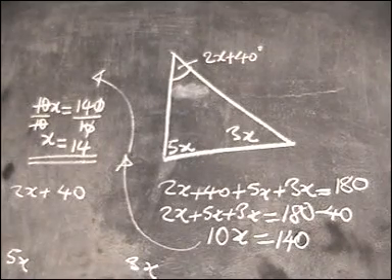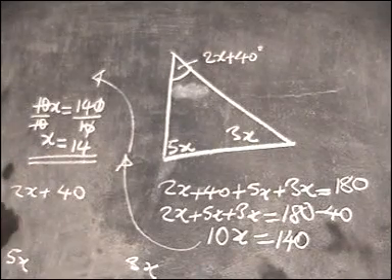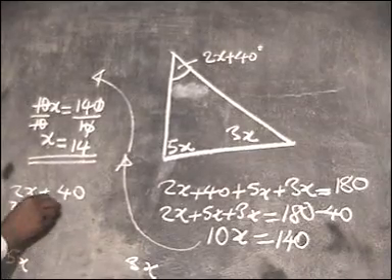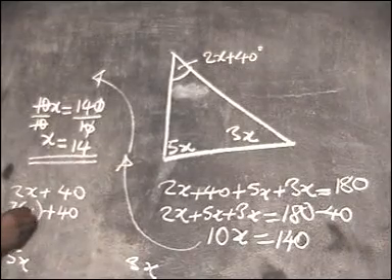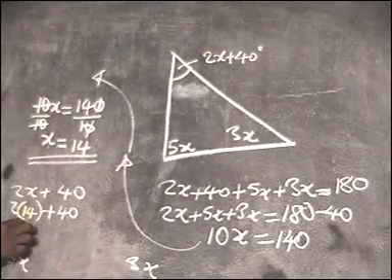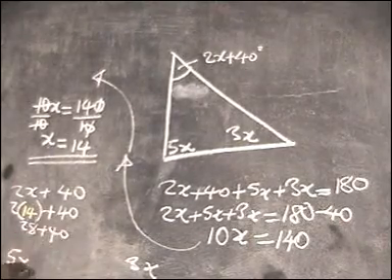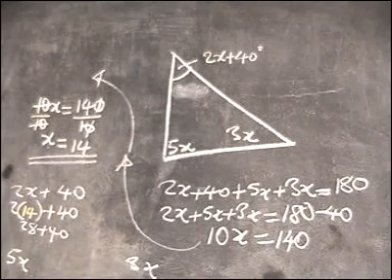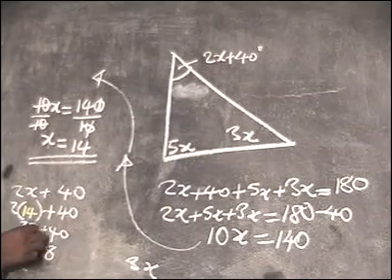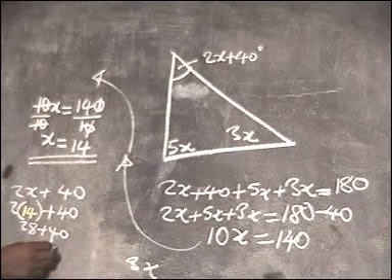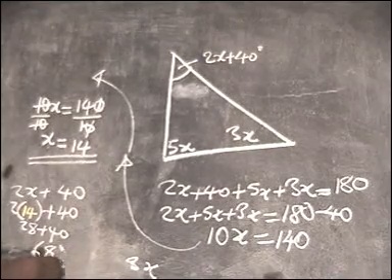So to get the size of each angle, we've known that x is equal to 14. So what you have to do is 2 multiplied by the value of x, which is 14. So 2 multiplied by 14, it's 28. Then this 28 plus 40. If you find the sum of 28 and 40, that way you are going to get the first angle. So 0 plus 8, it is 8. 4 plus 0 plus 8, it is 8. Then 4 plus 2, it is 6. So the first angle is 68 degrees.